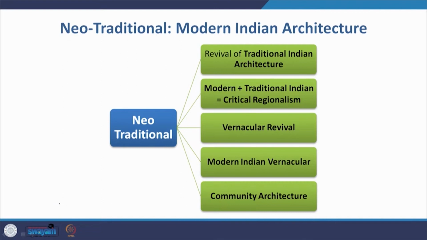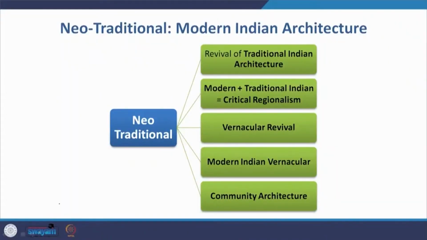Because the basis of critical regionalism, that is derivations from either traditional or vernacular architecture, forms the basis of all these 5 derivations, and therefore the essential word being neo-traditional, the revival of traditional architecture in modern architecture or modern Indian architecture. So we saw all the 5 strands. So let us now come to community architecture.